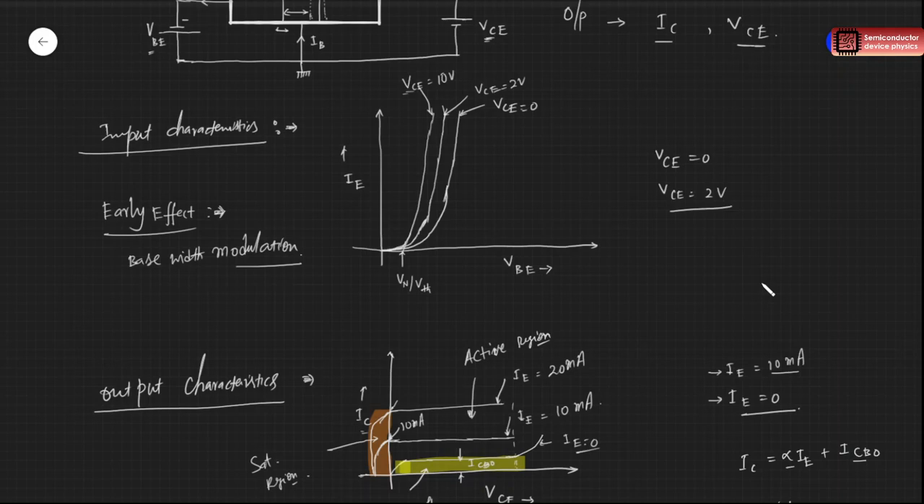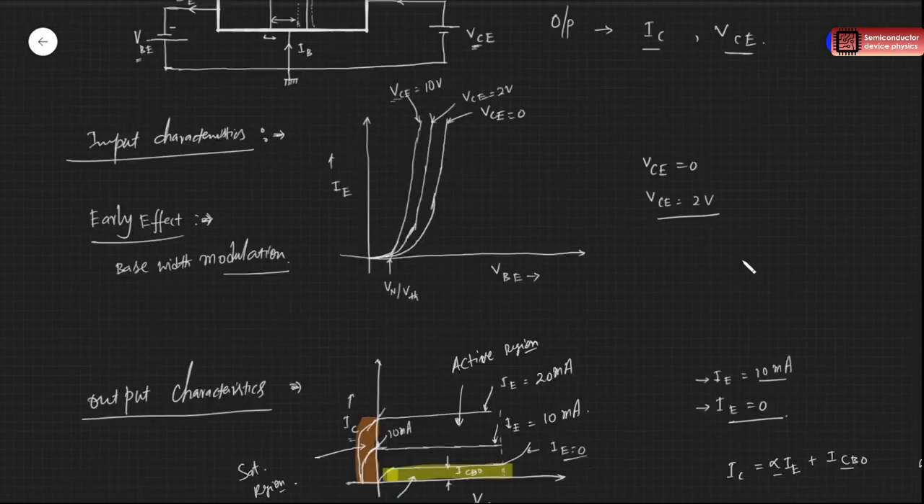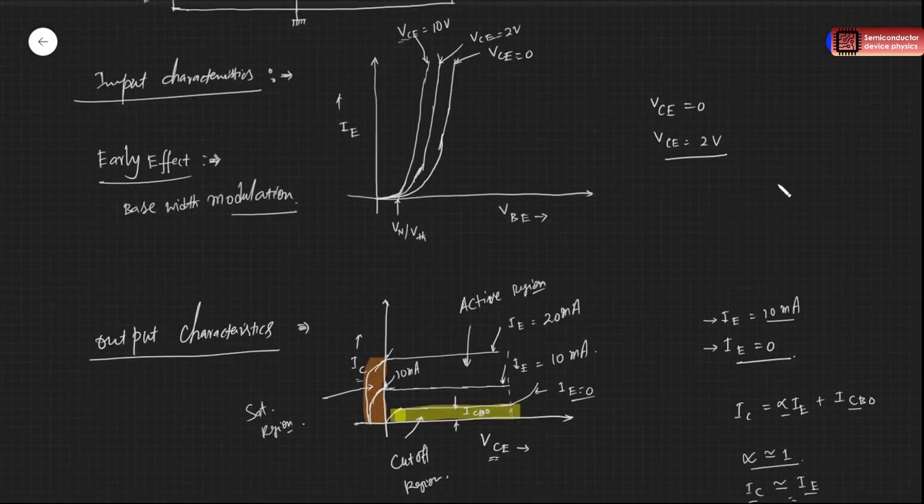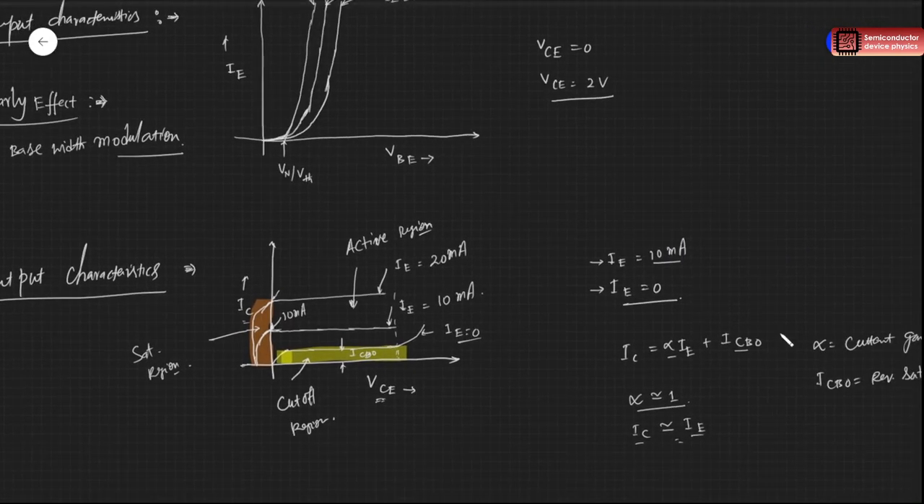So in the case of a common base, we described it here. They are kind of interrelated. This IC, IB, they are related with which equation? This equation: IC equals alpha into IE plus ICBO, and more generally, IE equals IC plus IB.